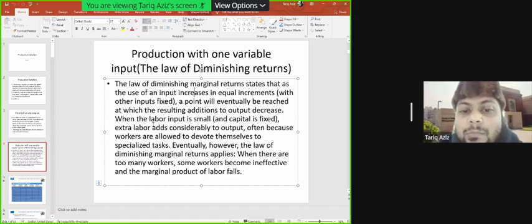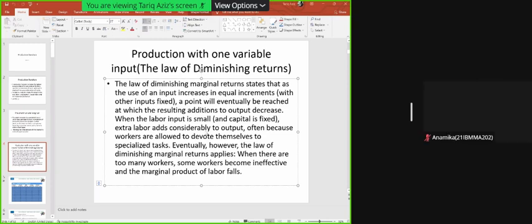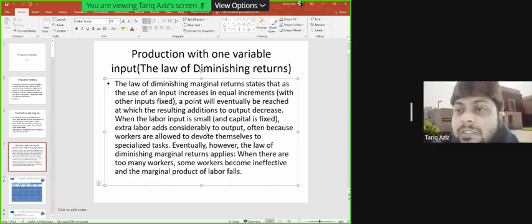Eventually, however, the law of diminishing marginal returns applies. When there are too many workers, some workers become ineffective. When a lot of workers are employed on the same land, some of them will become inefficient, and the marginal product of labor falls. Marginal product means the contribution of an additional laborer to the total output. The contribution of an additional laborer to the total output will start falling after some time. This pattern is known as the law of diminishing returns.